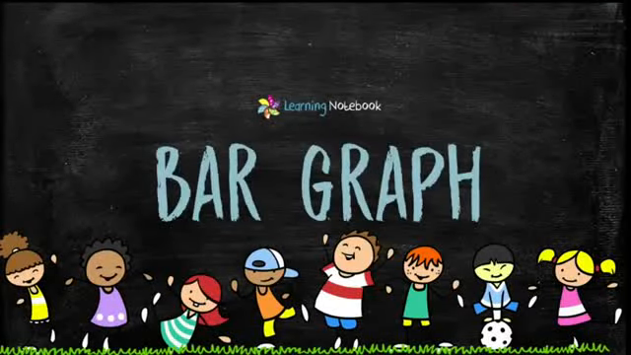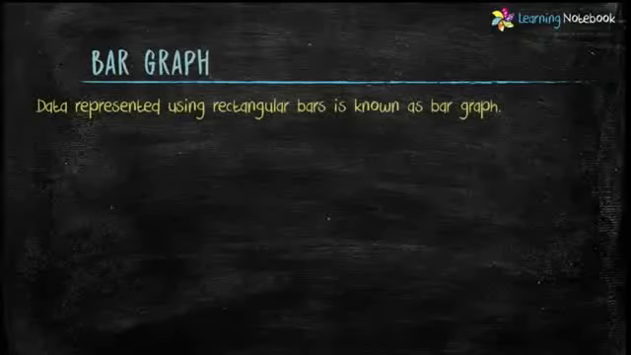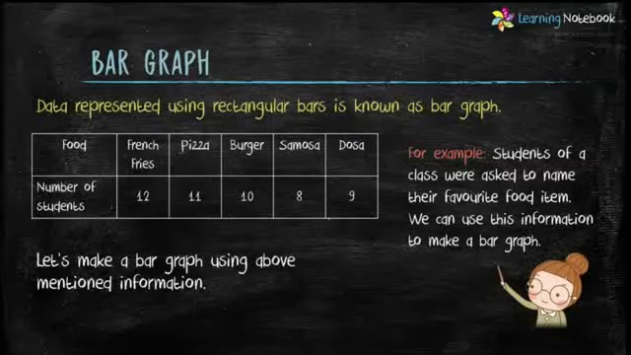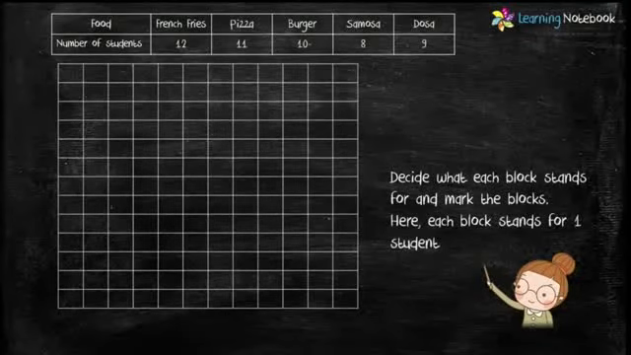Now let's see how to represent the data through bar graph. Students, data represented using rectangular bars is known as bar graphs. Let's take the same previous example and draw a bar graph using that information. Students, to draw the bar graph, first decide what each block stands for and then mark the blocks accordingly. Here, each block stands for one student.